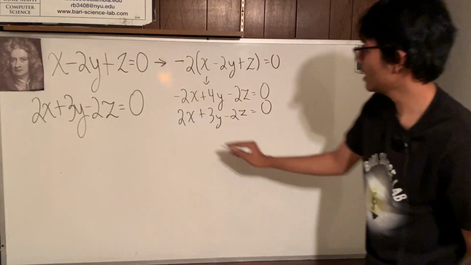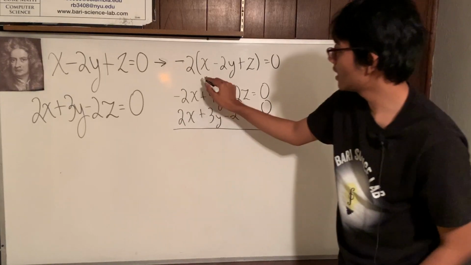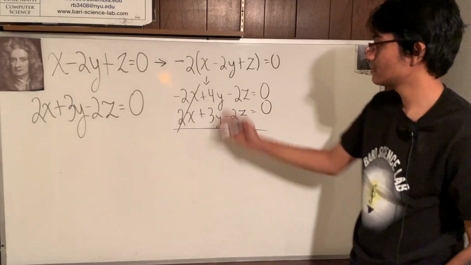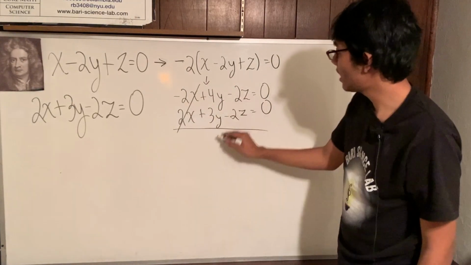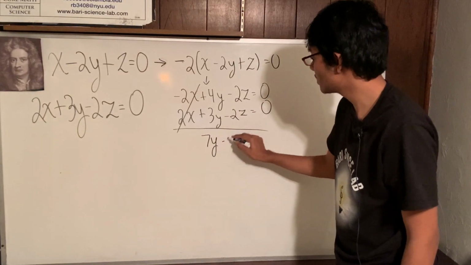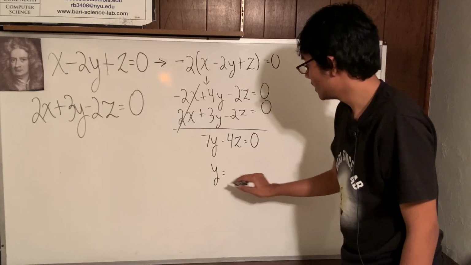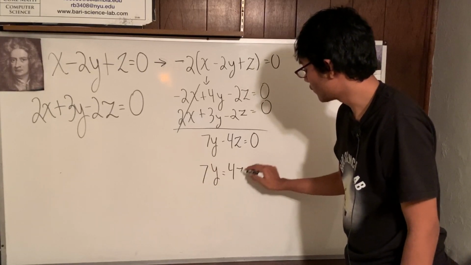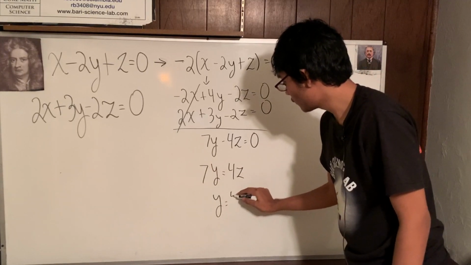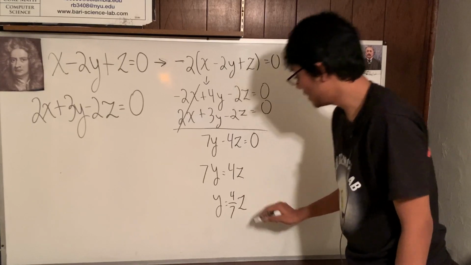Okay, so if I add these two guys, I'll end up with x just getting out of there, and I'll have 7y minus 4z on the left hand side. And so my y is going to equal 4z, and so y is equal to 4 over 7z.